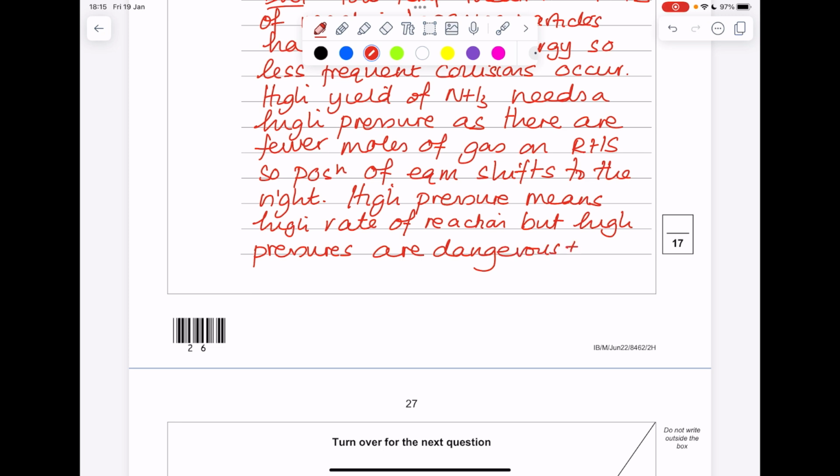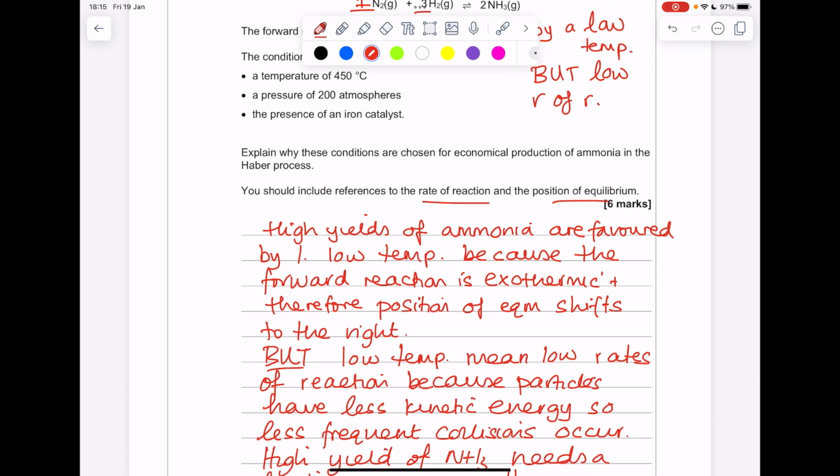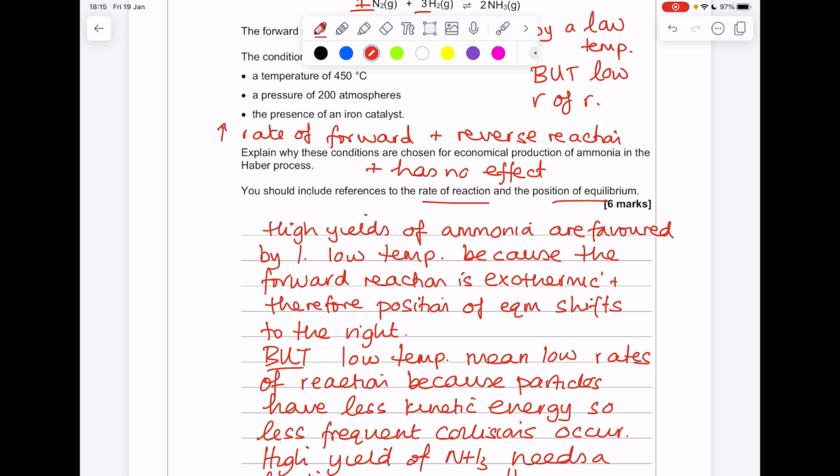Running out of room. Last up, the presence of an iron catalyst. I have run out of room. We're going to say that it increases the rate of both the forward and reverse reaction and has no effect on yield. And the examiner had better be pleased with this answer because I think I've covered all bases.